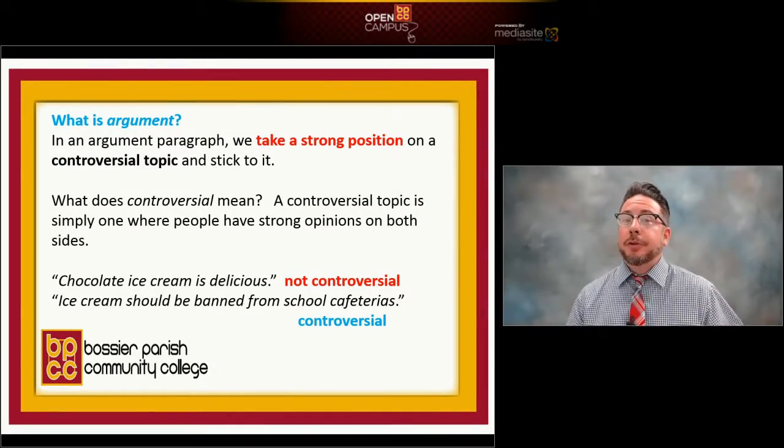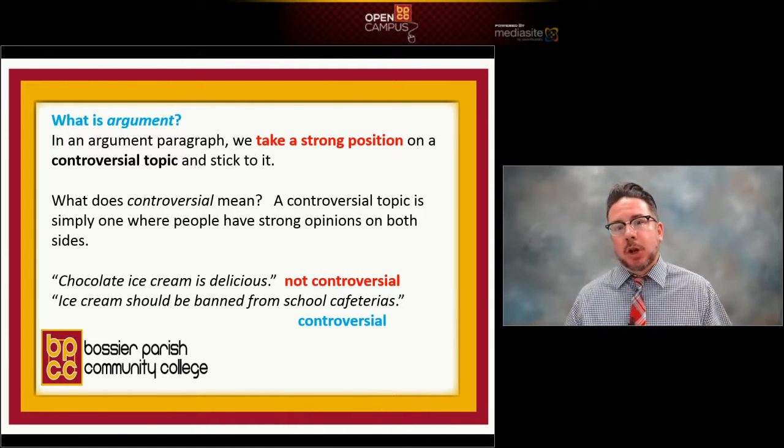We have been going through the 5 rhetorical modes. We are up to the 5th and final one, which is argument. Now, what is an argument? Well, in an argument paragraph, we're going to take a strong position on a controversial topic and stick to it.